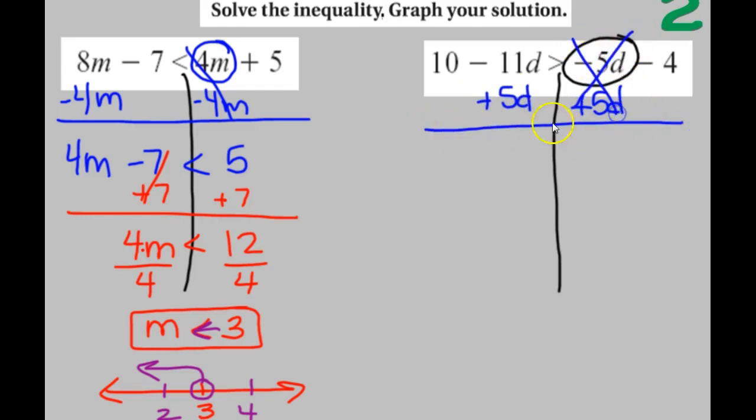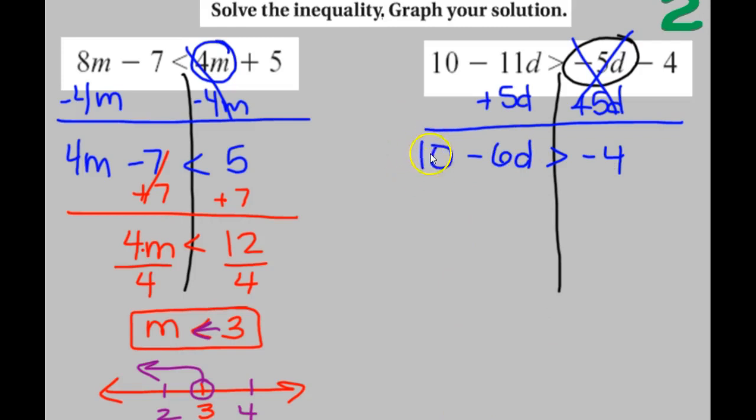So this side eliminates. We have this 10 out front. Negative 11 plus 5, there's still more negatives. 11 take away 5, 10, 9, 8, 7, 6. We have 6D is greater than a negative 4.